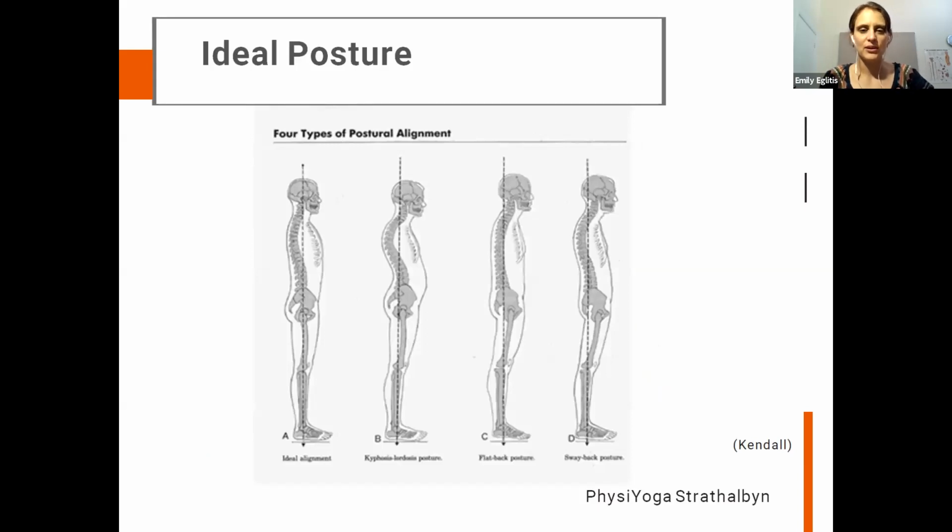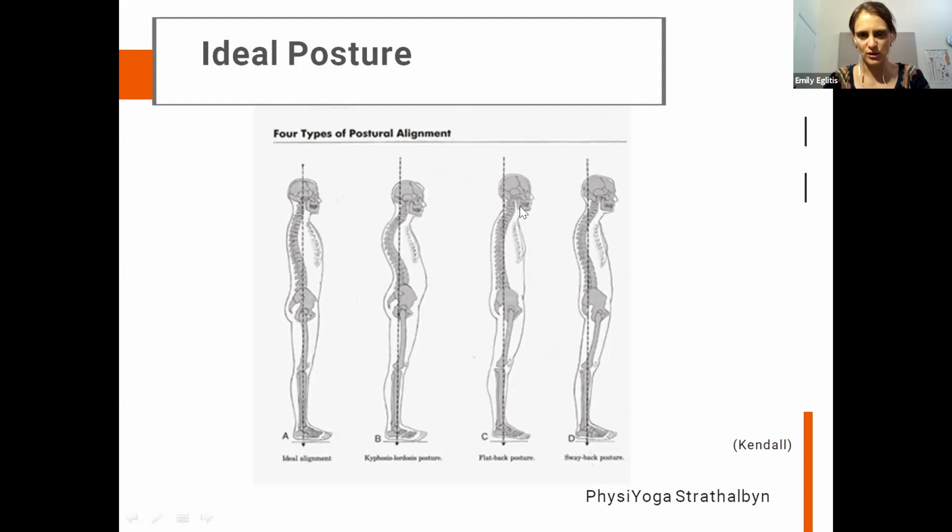Kendall and McCreary, two physios, published a book a long time ago, and they identified 4 key types of posture. There's lots of variations on these, but I think these are widely recognized as commonly non-optimal patterns. Here, this is ideal alignment. If you can't read this, it says kyphosis, lordosis. A kyphosis is an increase in a bend in the spine this way, and a lordosis is that way. So it's just increasing the normal spinal curve, because our spine should have an S curve in it, like in the ideal posture.